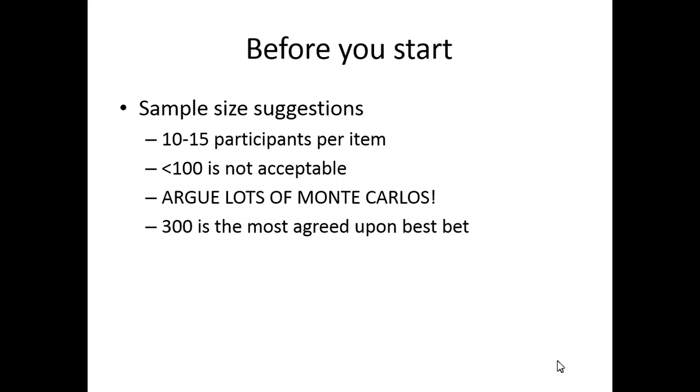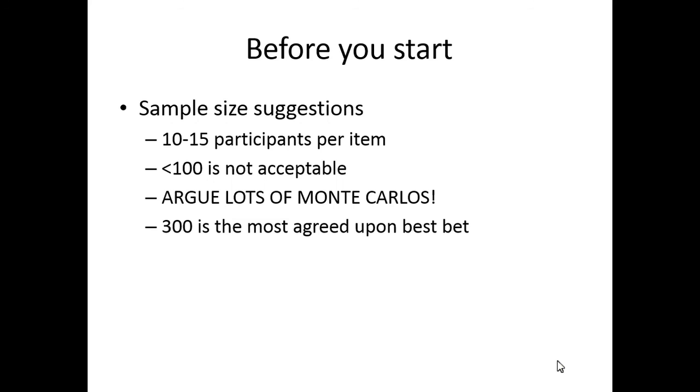What about sample size? The suggestion is 10 to 15 per item. I've seen that in a lot of places, mostly 10. So if I have 23 items, I need 230 people. Less than 100 is not acceptable. They will not publish it. Please ask me how I know. We had 98. It got published in a different form, but EFA wasn't acceptable. So it's like, whatever.